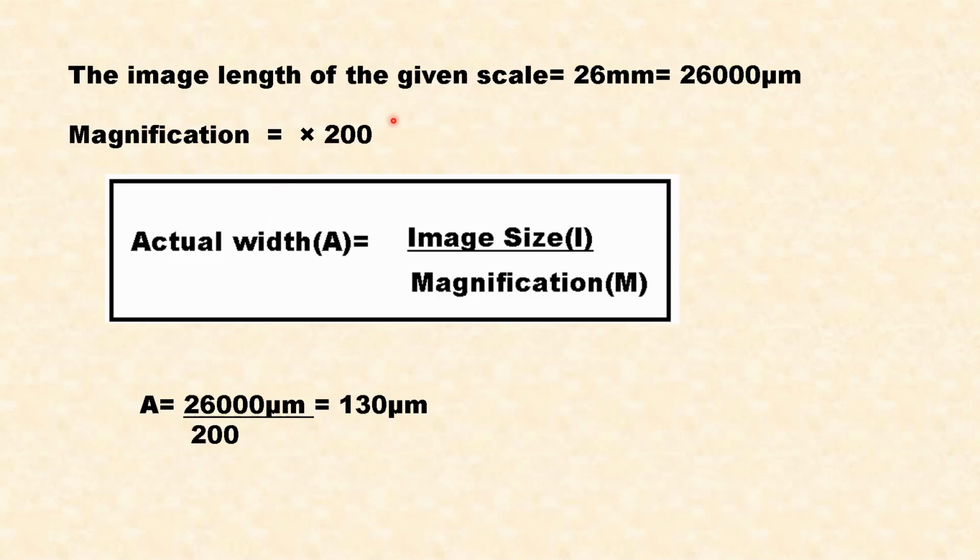Now to convert the measured length into micrometers, we know that 1 millimeter is equal to 1000 micrometers. So 26 millimeters is equal to 26,000 micrometers. The equation we'll use to find the actual width of the cell is actual size equals image size divided by magnification. Here the image size is 26,000 micrometers and the magnification is 200 times. If we divide 26,000 by 200, we get an actual width of 130 micrometers.